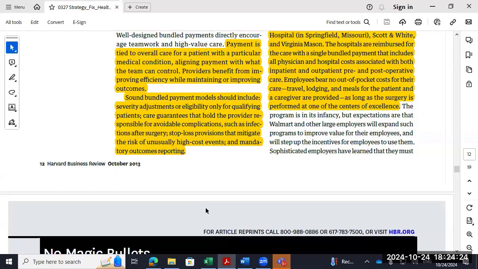Sound bundled payment models should include, all right, listen to this, severity adjustments or eligibility only for qualifying patients. That's going to be pretty tough to do. Care guarantees that hold the provider responsible for avoidable complications such as infections after surgery. That one probably could, because there have been many studies that show that you can reduce the infection rates if you just start reporting the data. Stop loss provisions that mitigate the risk of unusually high cost events, something unusual happens like COVID or something, and mandatory outcomes reporting.